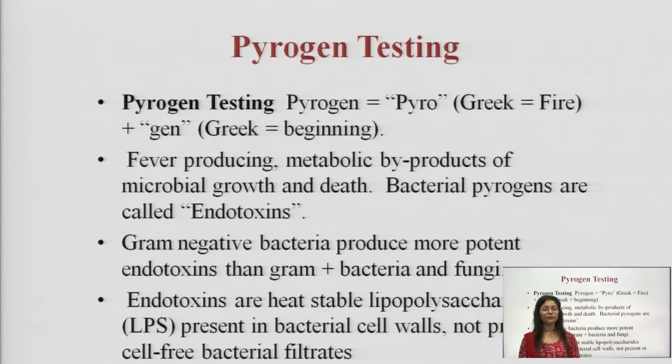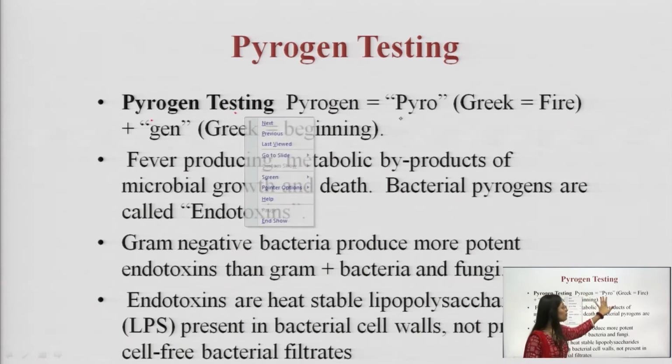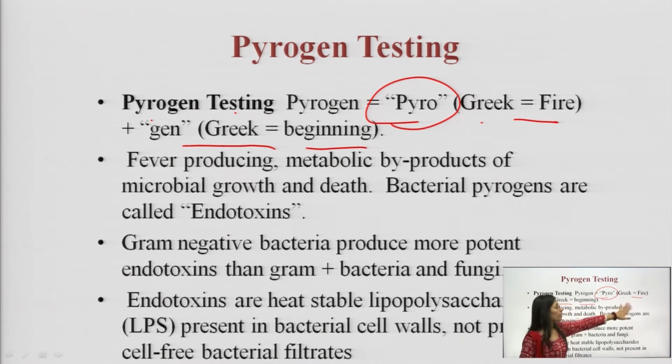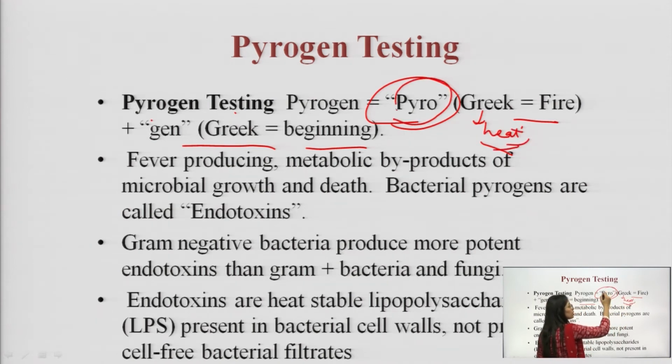Next is pyrogen testing. Pyrogens are those agents that, when they enter the body, increase the temperature of the body. Pyrogen means: pyro means fire in Greek and gen means beginning. What is fire basically? Fire increases the temperature. When we have a matchstick and a fire, the light we have provides heat. So from that comes the word pyrogen.